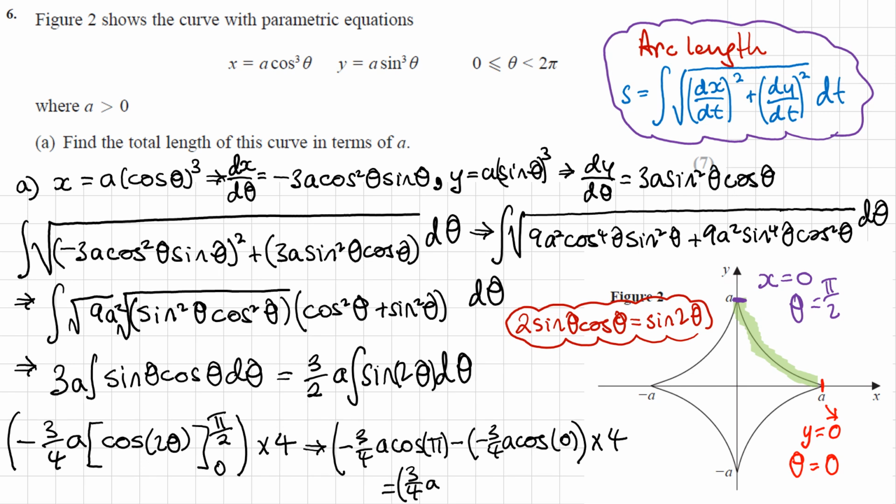And then we've got minus minus. Now cos of 0 is 1. So we get negative 3/4a times by negative, so plus another 3/4a. And then we're going to times that by 4 because we're only working out one of these arcs. And it's all symmetrical, so we times it by 4. So 3/4a plus 3/4a, that's 3 over 2a, so we've got 3 over 2a times by 4, which gives me exactly 6a as the total length of that curve, or arc length.